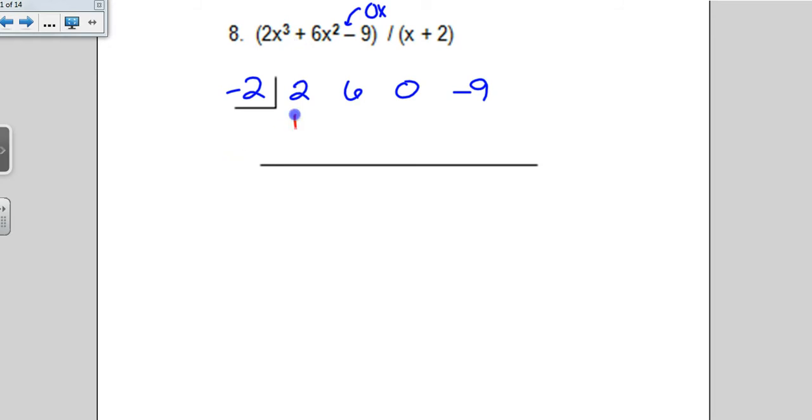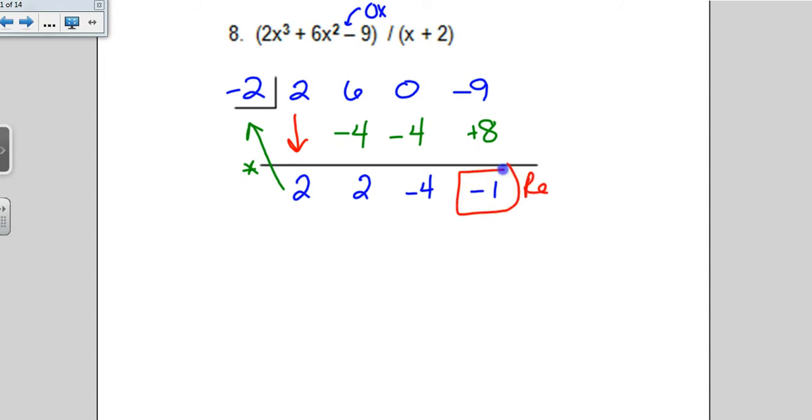Okay, bring down the 2. And then it's a bunch of multiply, add, multiply, add, multiply, add. So 2 times negative 2 gives us the negative 4. When I add those together, I get another 2. 2 times negative 2 is a negative 4. When I add those together, I get a negative 4. Negative 4 times negative 2 is a positive 8. When I add those together, I get a negative 1. So this last number that I got is going to be the remainder.